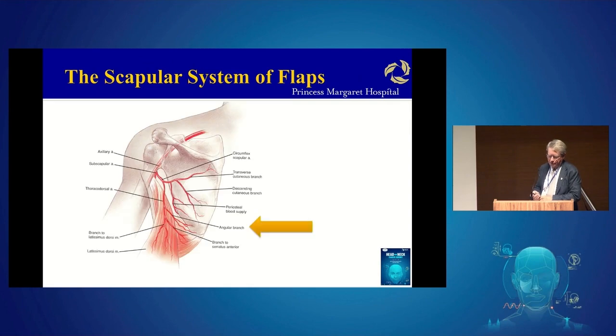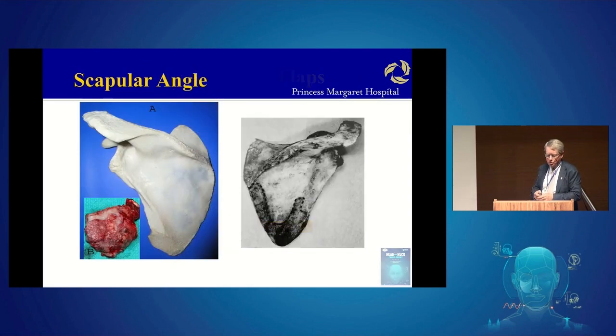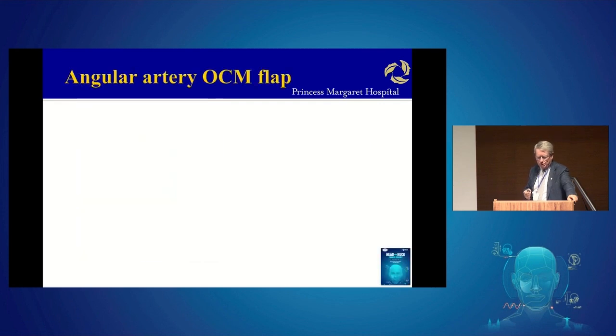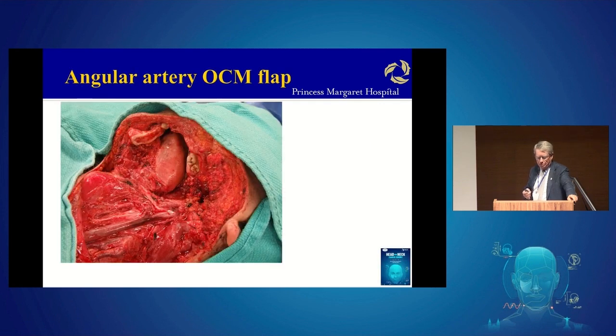The angular tip flap really for us has become the workhorse flap for reconstruction. The angular branch supplies the tip of the scapula up to a length of about 10 centimeters. We've used it extensively in maxilla reconstruction, but are now using it as one of our go-to flaps in reconstruction of the lateral body of the mandible. It also has the advantage of the potential for a chimeric flap.